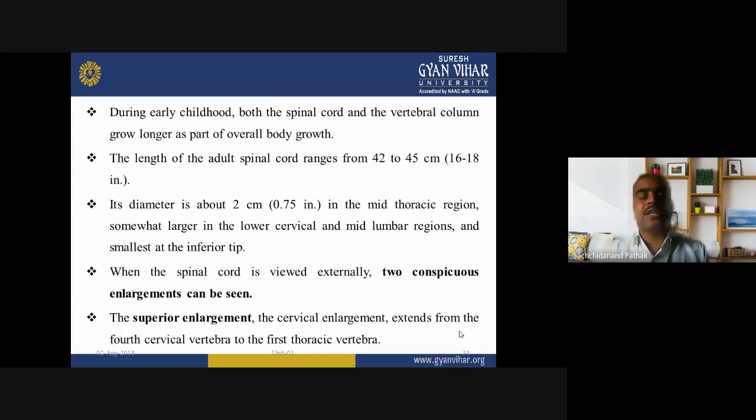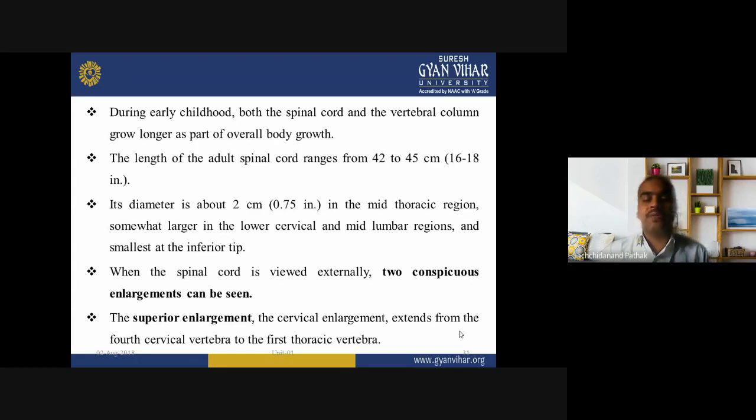Now during early childhood, both the spinal cord and the vertebral column grow longer as part of overall body growth. The length of the adult spinal cord ranges from 42 to 45 centimeters. Its diameter is about 2 centimeters in the mid-thoracic region, somewhat larger in the lower cervical and middle lumbar regions, and smallest at the inferior tip.